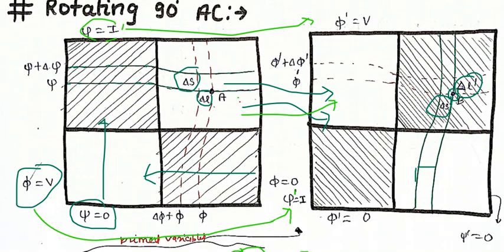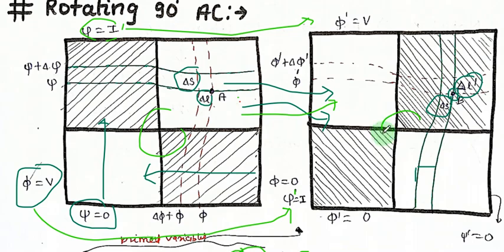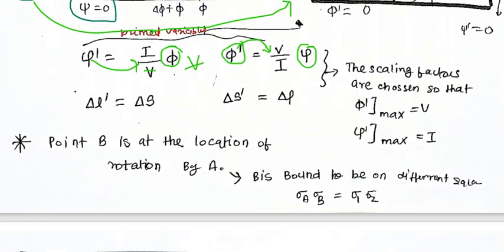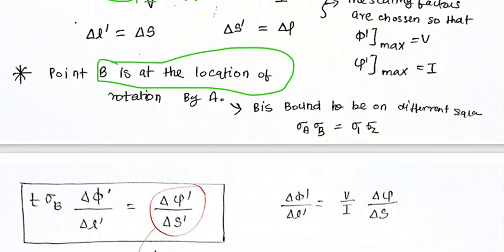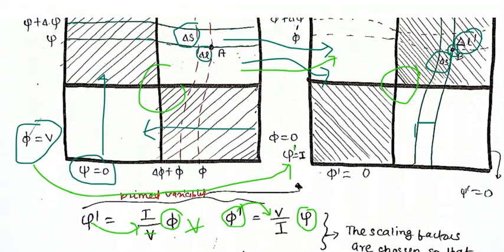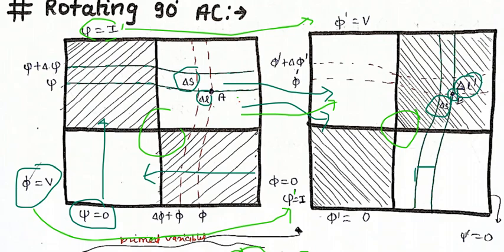Just compare the rotated figure. This is the rotated figure, and this is the original figure but with scaled up terms. So here we get phi dash max is equal to V and psi dash max is equal to I. Now here the point B is at the location of the rotation of A. So that is the thing we are comparing, the two diagrams side by side.